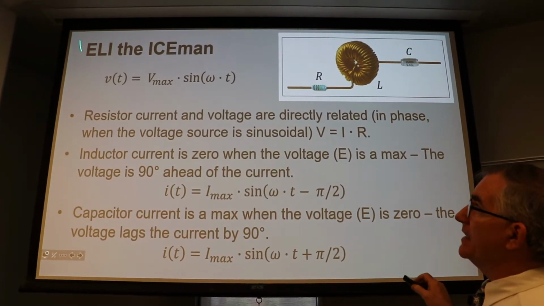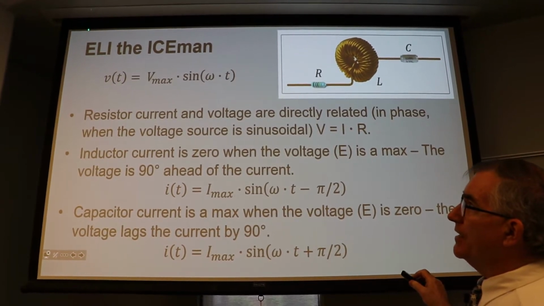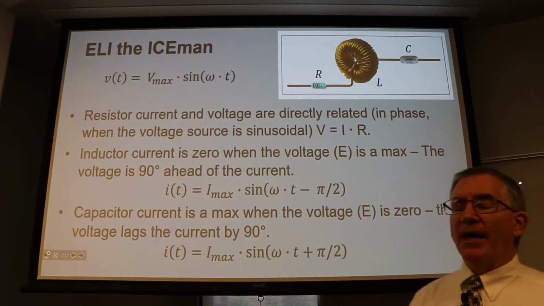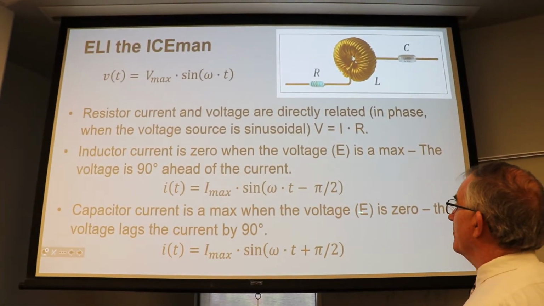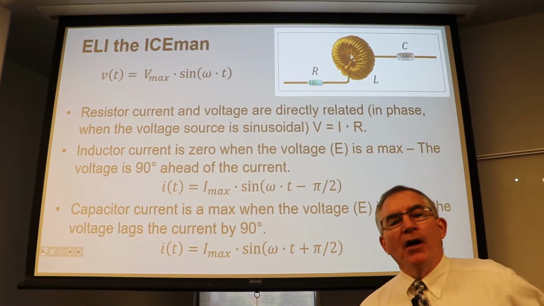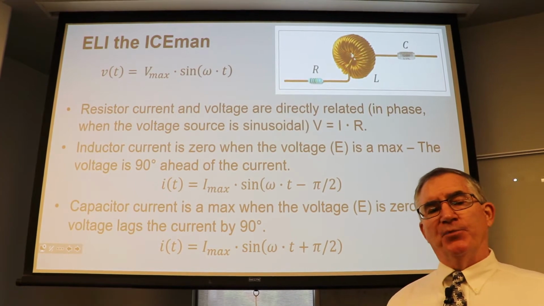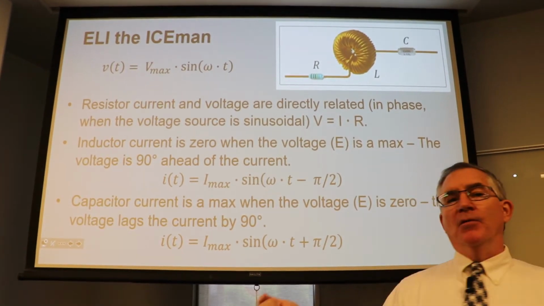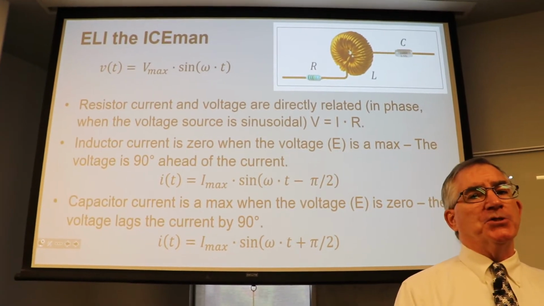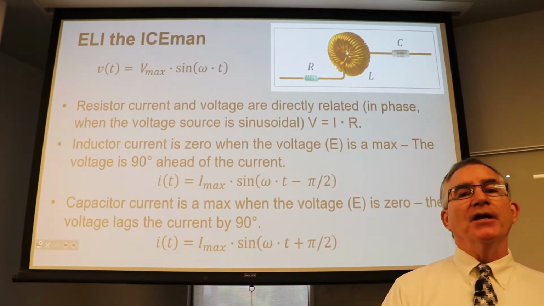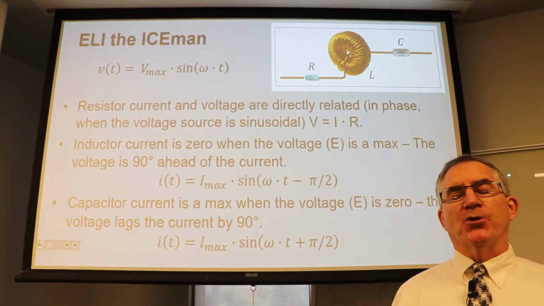All right, so that's the ELI in ELI the ICE man. The voltage in an inductor is ahead of the current by 90 degrees. Now, in a capacitor, when we apply a voltage to it, at first there's no field on the plates. So the current comes easily because it's easy to load up the plates with charge. So you have maximum current, but at that beginning time there's no charge on the plates, so there's no voltage across the capacitor.